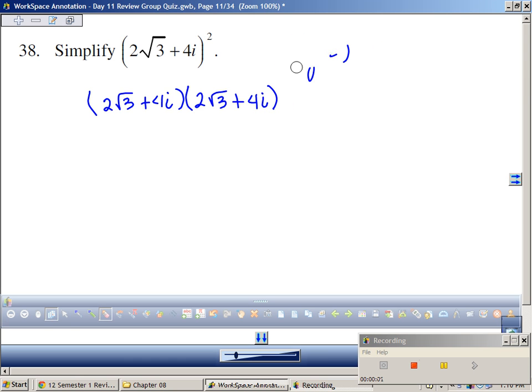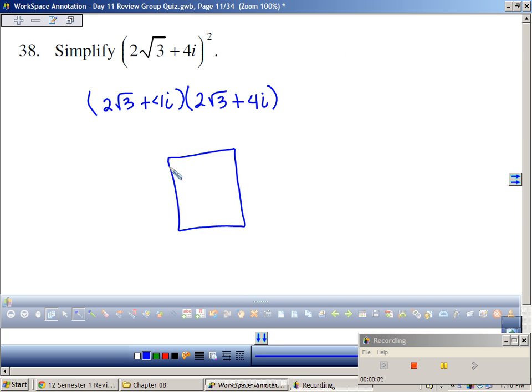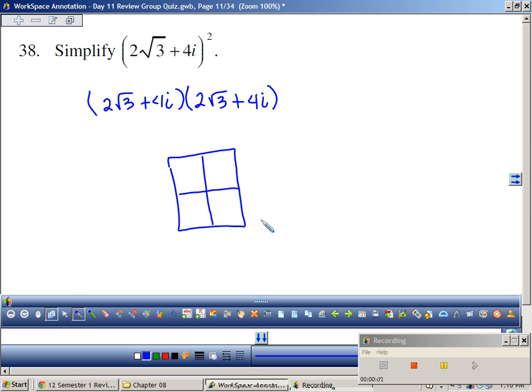So either FOIL or not. It's not Xbox. Xbox is only when you're factoring, right? It's just the box, area model. Why is every one of my boxes sideways like that? They've all been that way.